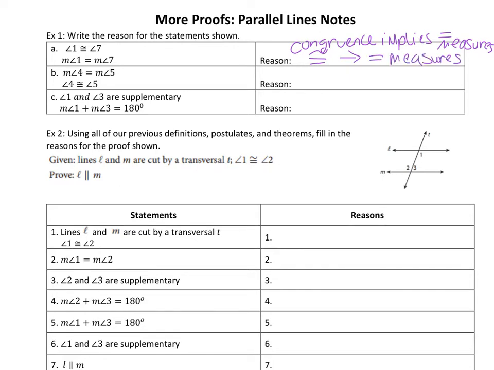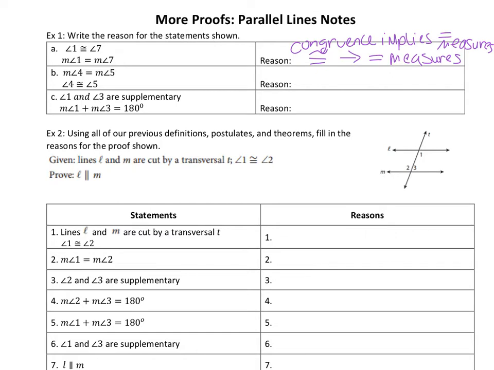The reason that you would do this in a proof is if we need to use an actual equation of something. So if we need to use 180 or 90 degrees, so in setting up an actual equation, if we know that two angles are congruent, then we need to say that they will be equal to each other, and this would be the reason that we would use.